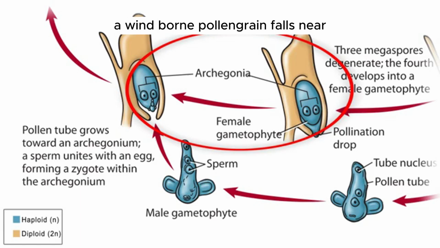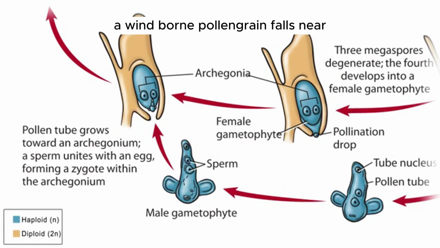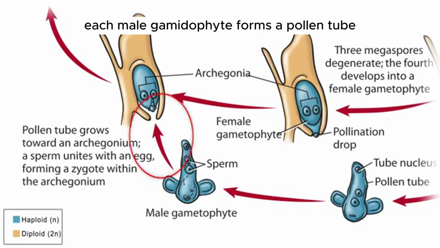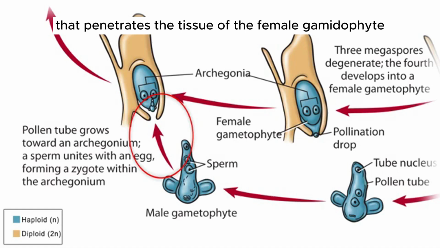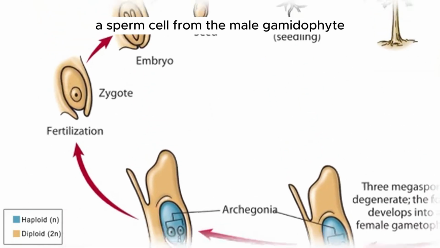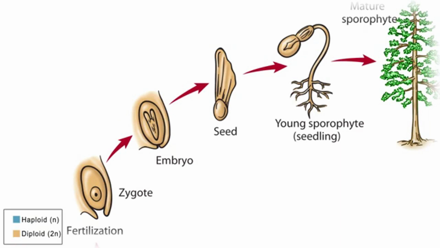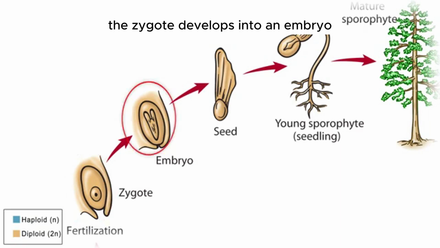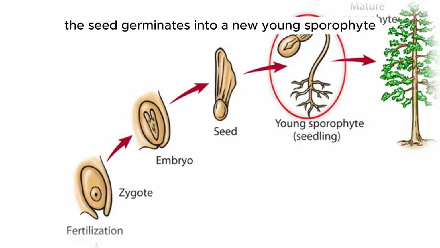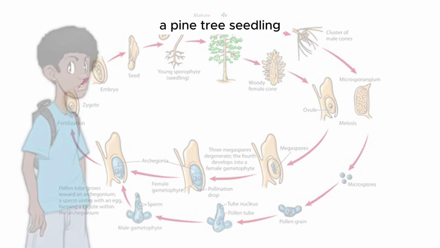During pollination, a wind-borne pollen grain falls near the opening in one of the ovules of the female cone. Each male gametophyte forms a pollen tube that penetrates the tissue of the female gametophyte. When the pollen tube has grown into the archegonium, a sperm cell from the male gametophyte fertilizes the egg. The zygote develops into an embryo and a mature seed is produced. The female cone opens, releasing the seeds. When the conditions are favorable, the seed germinates into a new young sporophyte, a pine tree seedling.